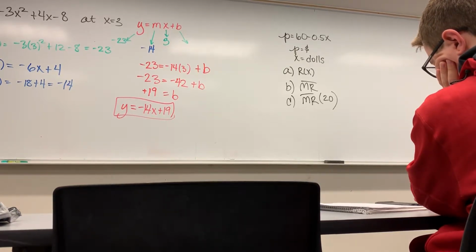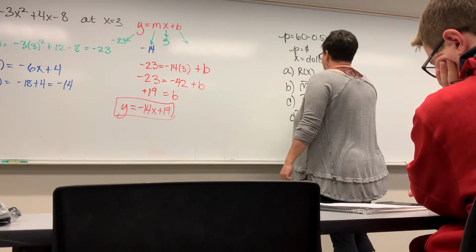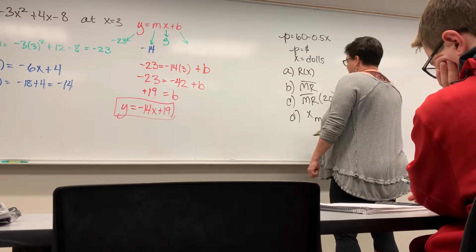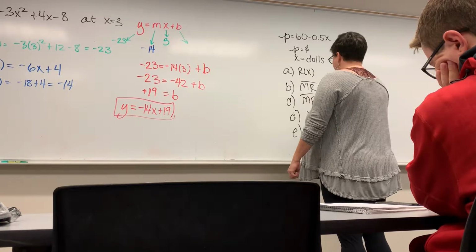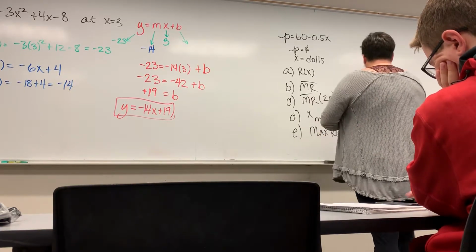What was D? The dollar amount or maximum revenue? Production level that maximizes revenue. So the x value that maximizes revenue, and then E, I believe, was the accompanying maximum revenue. Okay.